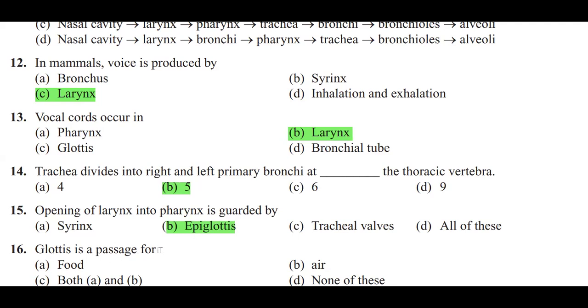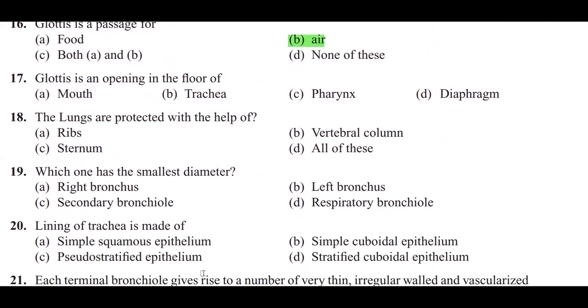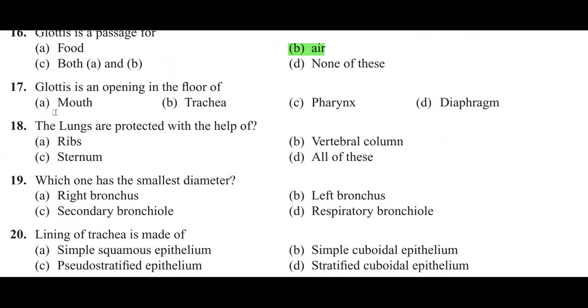Glottis is a passage for food, air, both A and B, or none of these. Glottis is a passage for air. Option B. Pharynx is a common passage for food and air, whereas glottis is a passage for air. Glottis is an opening in the floor of: mouth, trachea, pharynx, diaphragm.